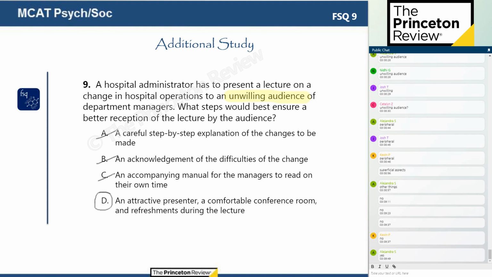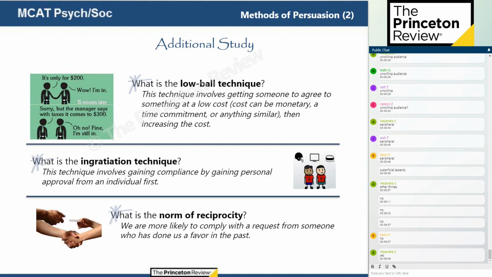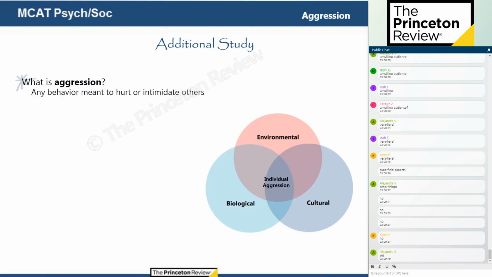Okay. All right. All of this additional, I am assigning you as homework. Other methods of persuasion. All right, aggression. Let's talk about aggression. It's behavior meant to hurt or intimidate others.